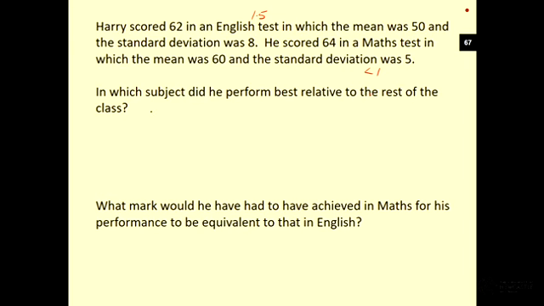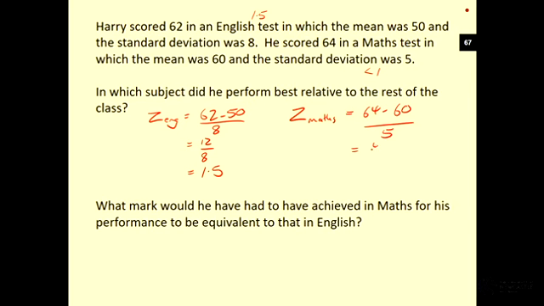So let's do it accurately instead of just looking at it. His Z-score in English was his mark minus the mean divided by the standard deviation, which is 12 on 8, which, yes, is 1.5. His Z-score in maths was 64 minus the mean of 60 and a standard deviation of 5, so that's 4/5, which is 0.8. So in which subject did he perform better relative to the rest of the class? He outshone in English. Above average in both, but 1.5.